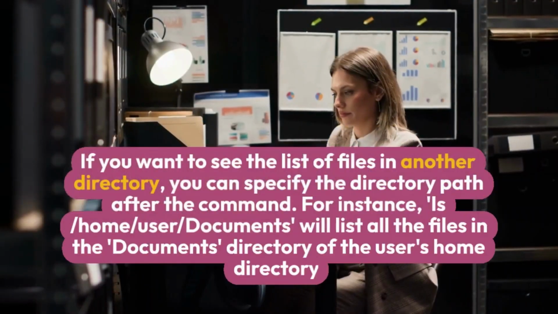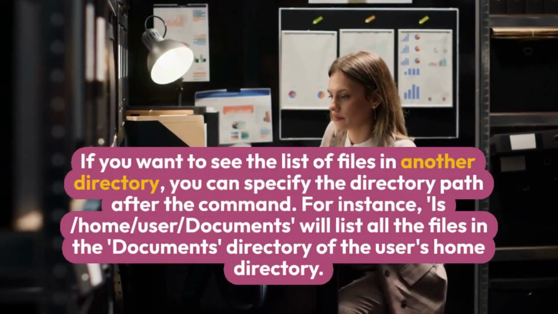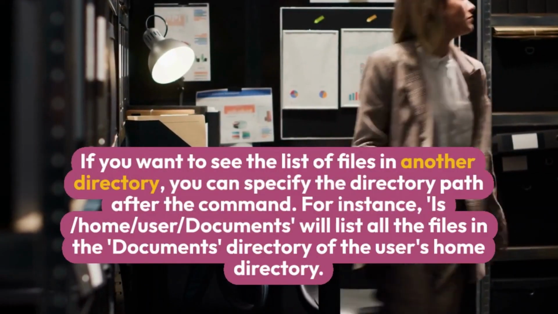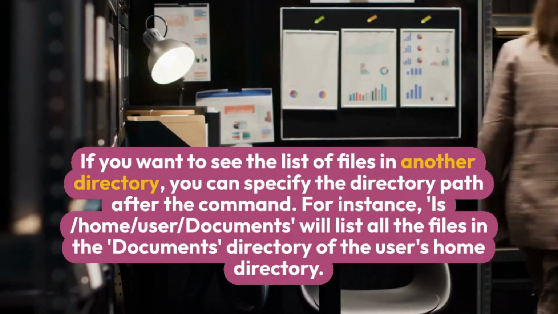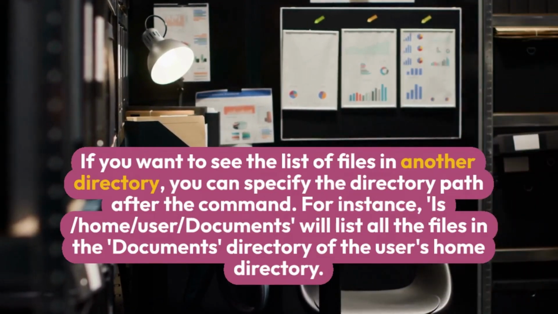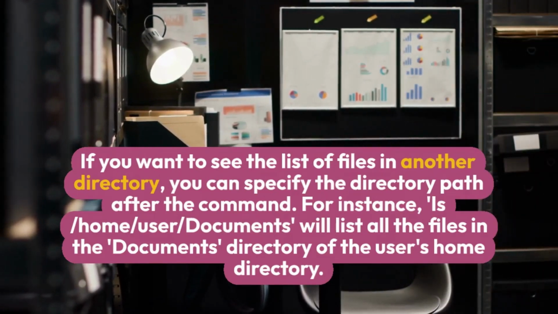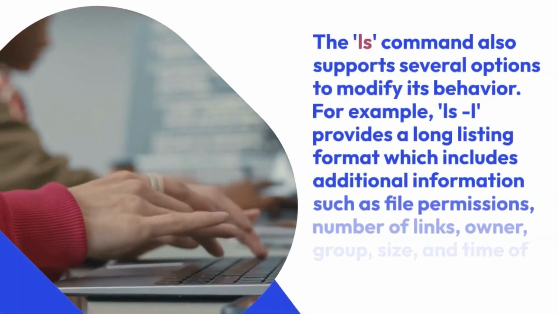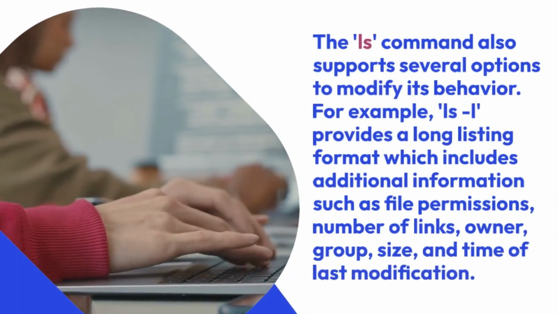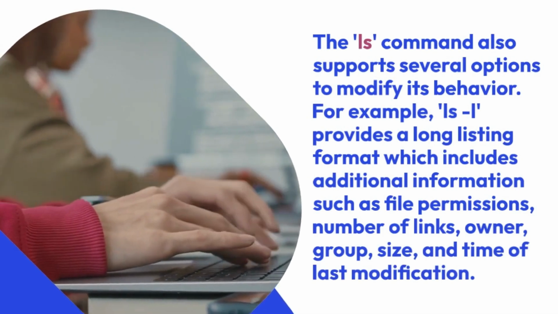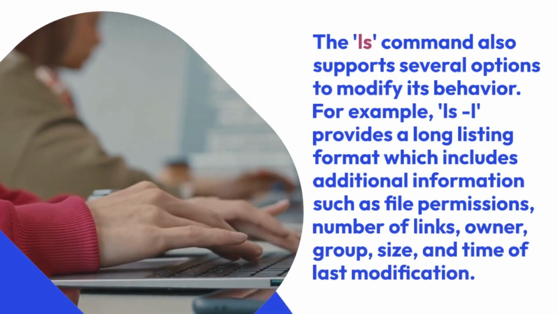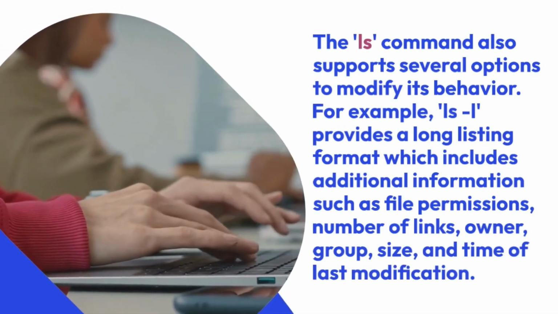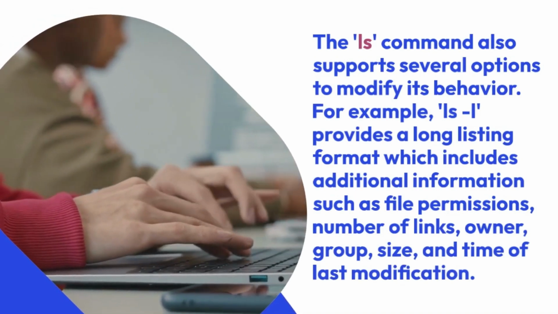If you want to see the list of files in another directory, you can specify the directory path after the command. For instance, ls /home/user/documents will list all the files in the documents directory of the user's home directory. The ls command also supports several options to modify its behavior. For example, ls -l provides a long listing format which includes additional information such as file permissions, number of links, owner, group, size, and time of last modification.